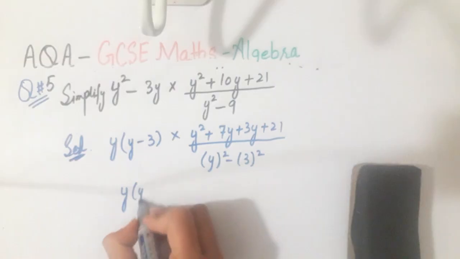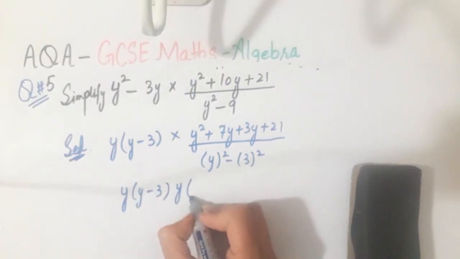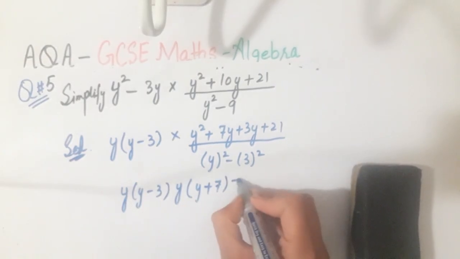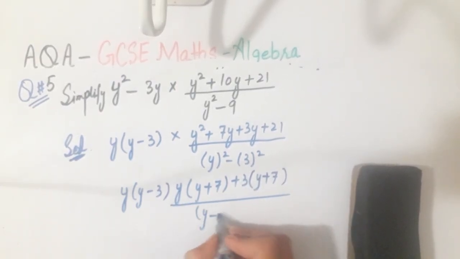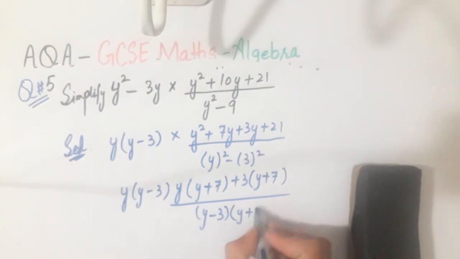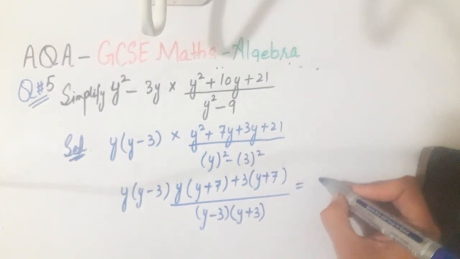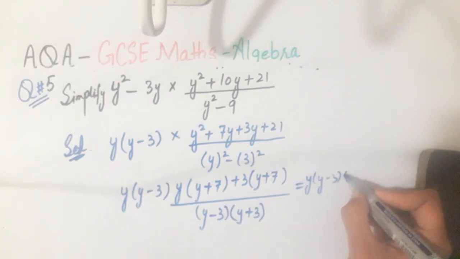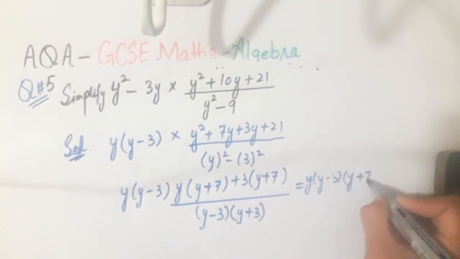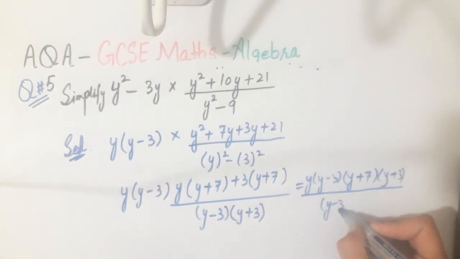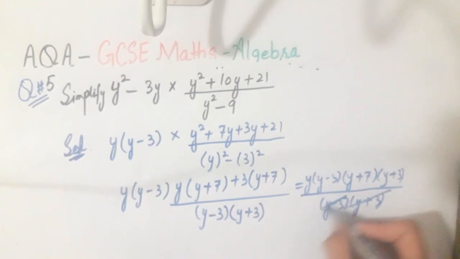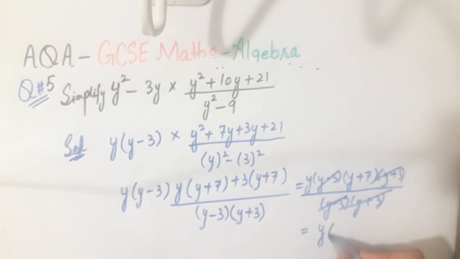So we get y into (y minus 3), and here we will take y common, so y into (y plus 7) plus 3 into (y plus 7). In the denominator we have (y minus 3)(y plus 3). So we will write this as y into (y minus 3) into (y plus 7) into (y plus 3), divided by (y minus 3)(y plus 3). So this and this are cancelled out. Only we have y into (y plus 7). So this will be the answer. Now we will solve the next question.